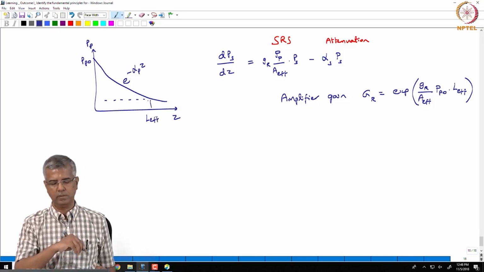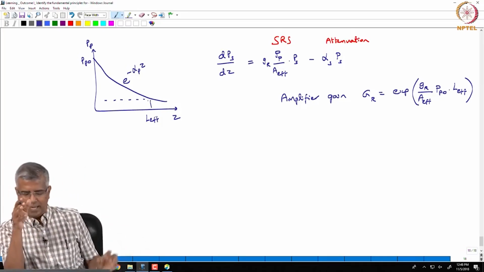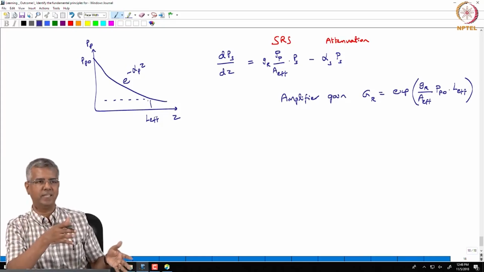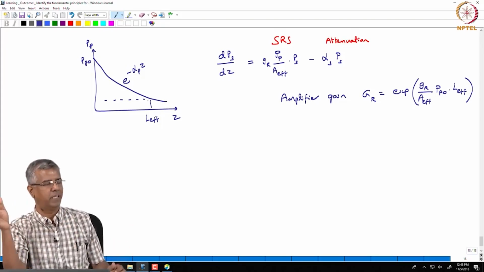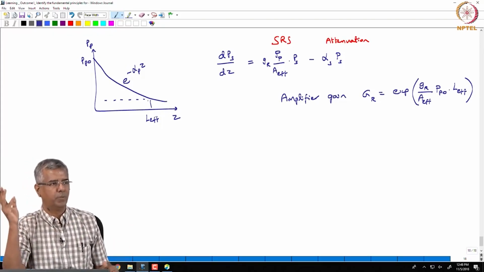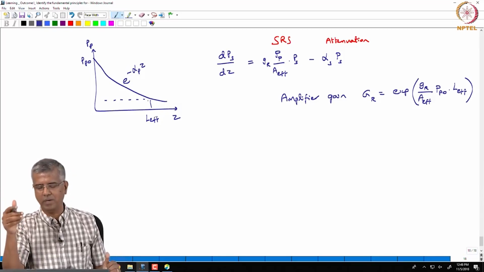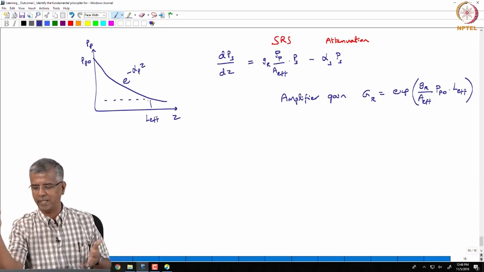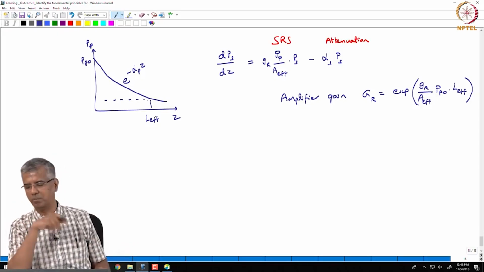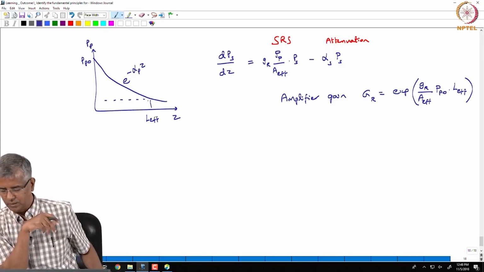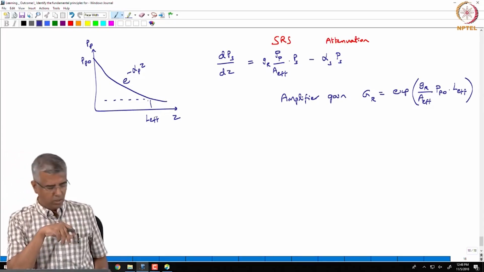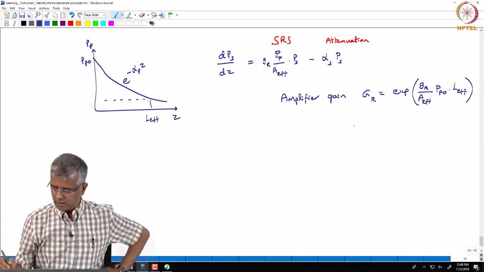Okay, and of course if the actual length of the fiber is lesser than that effective length. Effective length we calculated to be in the order of 20 kilometers, but if the actual length of fiber that is available to you is much lesser than that, that physical length is what you would put here.